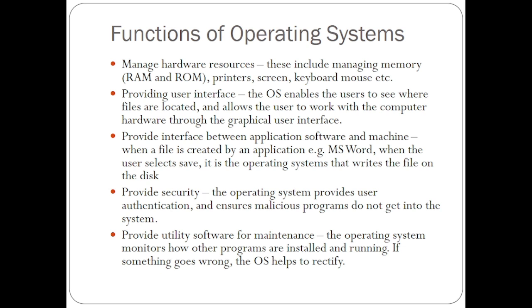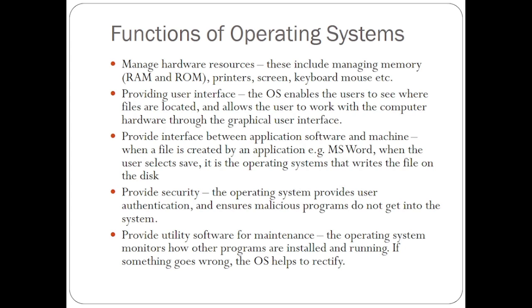The other function is to provide user interface. Now, we have seen that for the user to be able to interact with the computer, they need to have some graphical user interface to work with. So this graphical user interface is provided by the operating system. And from the diagram also, you have seen that it provides the interface between the application software and the hardware itself. So if, for example, you want to save your Word document or your Excel document on the hard disk, that is the work of the operating system. It coordinates that particular process.